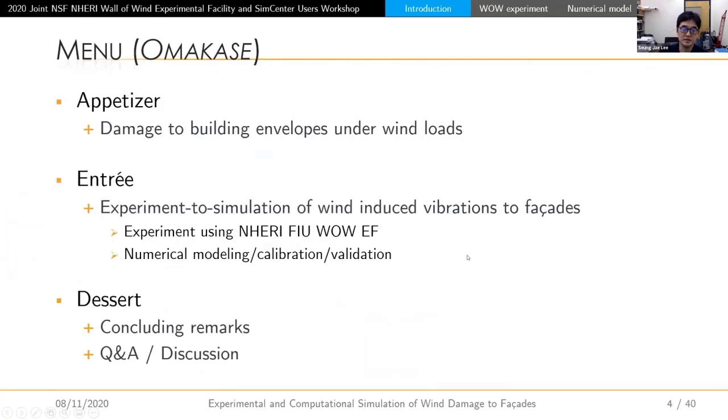All right, so this is the menu that I will serve today, in omakase style. Let me first provide a quick overview of wind damage to building envelopes. Then let me move over to introduce our ongoing research currently conducted at FIU, to demonstrate how we may be of help to your facade research if you work with us in the near future. And then let me wrap up with some brief dessert with some concluding remarks.